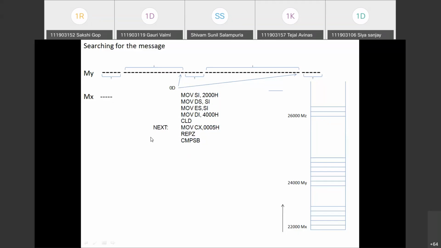So after comparison, there you would like to conclude. Jump if zero found. What does it mean? What does this instruction mean? If zero flag is set, then jump to found. That is fine. Our intention is that all five bytes got compared, and every time Z flag is one, that means you got the message. Is that clear?